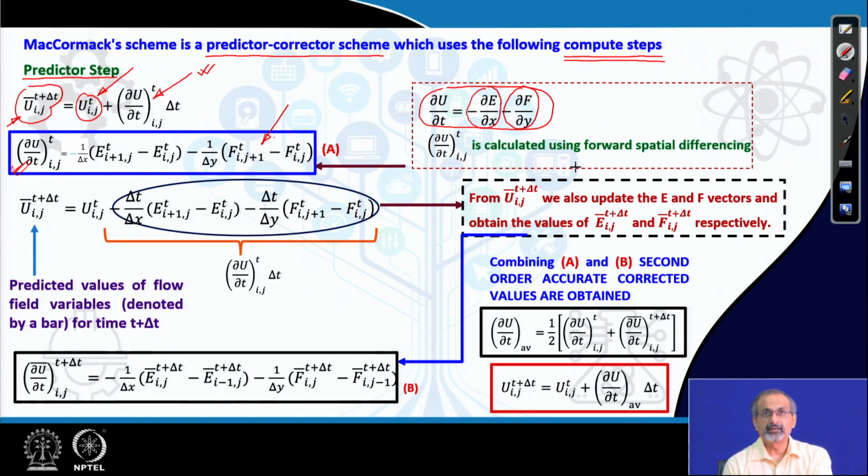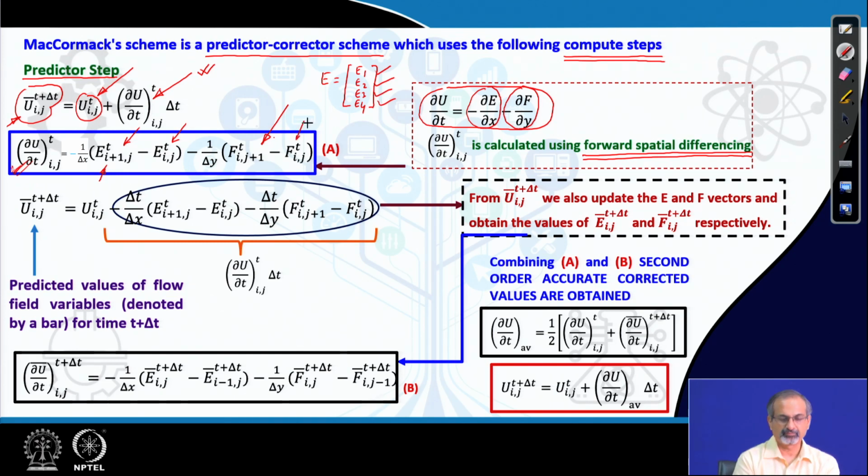As far as taking the finite difference is concerned, we have taken forward spatial differencing. We already have learned about forward differencing, so we are applying forward differencing here. Remember that E is a flux vector. So, it comprises of elements E 1, E 2, E 3, E 4, etc. So, when we write E in general, we mean that it applies for each one of the components of E.